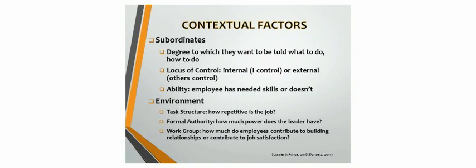There are 2 types of contextual factors to consider first: subordinates and environment. Subordinates all fall somewhere on the continuum between wanting complete independence or desiring someone in charge. Furthermore, they either want to be in control, internal locus, or have someone else in control, external locus. As for ability, the subordinate either has it or not.